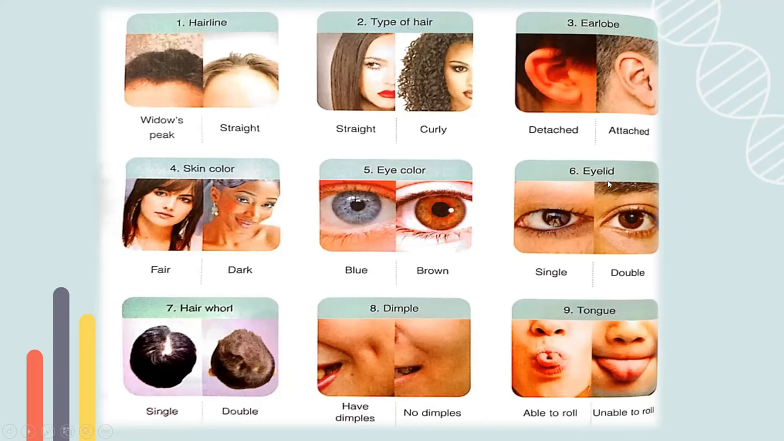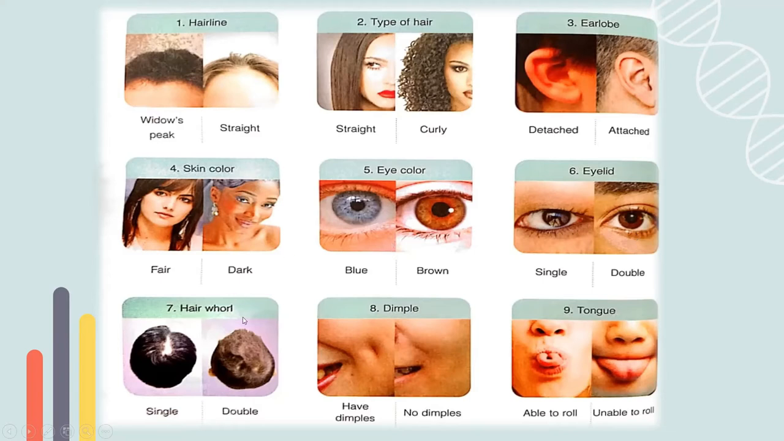And we also have the type of eyelid. We have the single eyelid and then the double eyelid. Mostly Chinese, Koreans, and Japanese have single eyelids, right? Do you have single eyelid or double eyelid? For me, I have double eyelid.